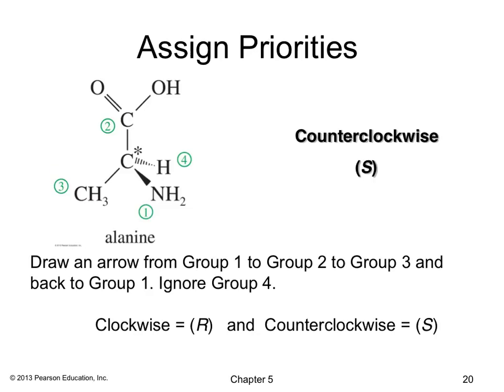So if we assign the priorities and go back to this alanine, the natural alanine, again it's 1, 2, 3, 4. You're going to push that to the back. This is already showing that it's dashed. The dashed means that it's going to the back of the board. The hash means it's coming out of the page. As a result, you can put that to the back and you can look at the orientation. It's going from 1, 2, 3. That's going in the left or counterclockwise direction. As a result, its configuration is S.